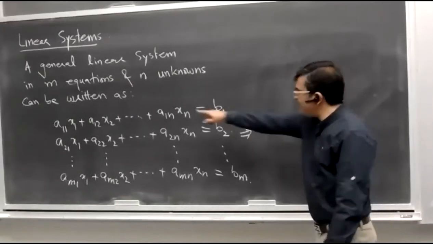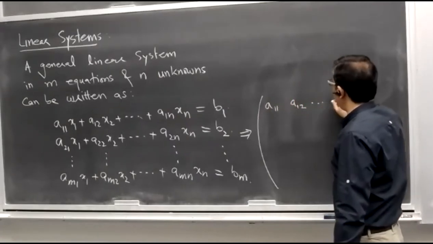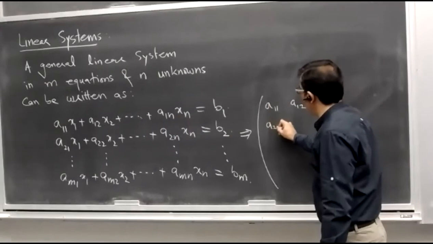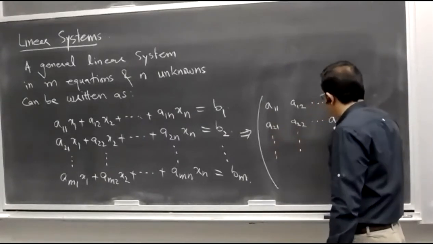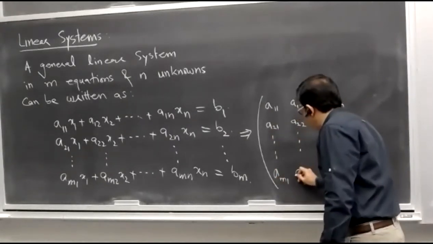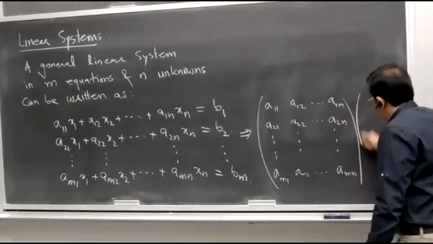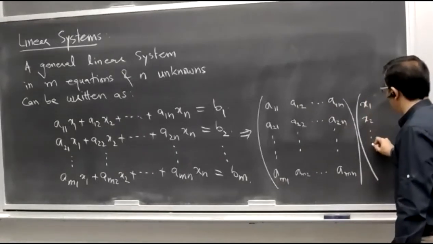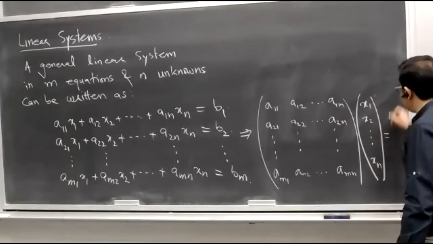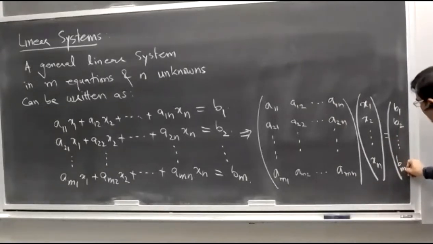Now, the coefficients of the left-hand side, we can put them in the form of a matrix A11, A12, so on, A1n, and then A21, A22, so on, A2n, and so on. AM1, AM2, and so on. The last coefficient is AMN. This is multiplied by the unknown variables x1, x2, so on, xn equal to the right hand side vector b1, b2, so on, bm, because we have m equations, so we must have bm here.